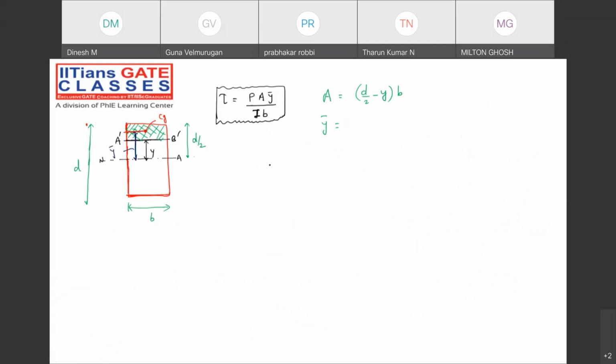How to calculate y bar? It's very simple, deadly easy. Whatever the height will be there, you just take half of that. That is D by 2 minus y by 2 plus y. Check it out. So can I write D plus y by 2, or D plus y by 4? No. So D by 2 minus y plus 2y, total divided by 2. So D by 2 plus 2y by 2. That will be the correct one. Please note down.